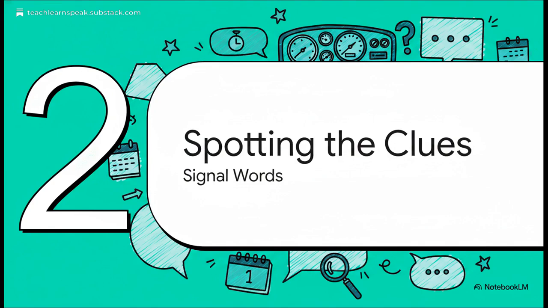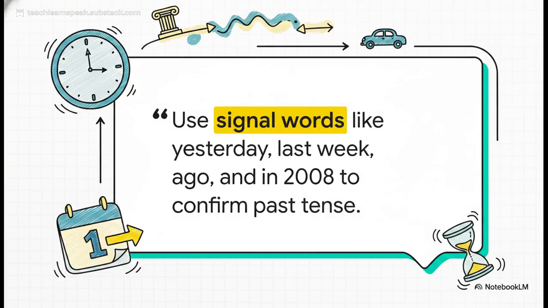Which brings us to section 2, spotting the clues. Now that we've got our golden formula for regular verbs down, and we've identified some of those irregular rule breakers, let's take a look at the dashboard dials that help us successfully navigate time. We want to look for signal words, things like yesterday, last week, ago, and in 2008. Now, these aren't just extra fluff words. They act as secondary confirmations to your verb, instantly anchoring your listener in a very specific time frame. It's basically the ultimate grammatical teamwork, ensuring there is absolutely zero confusion that the action has already been completed.